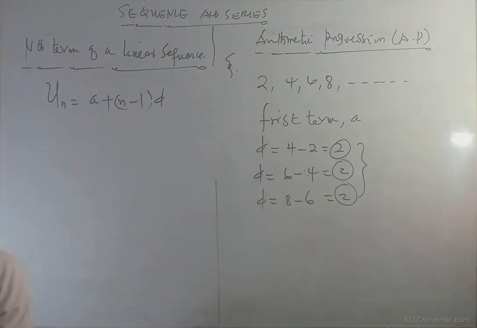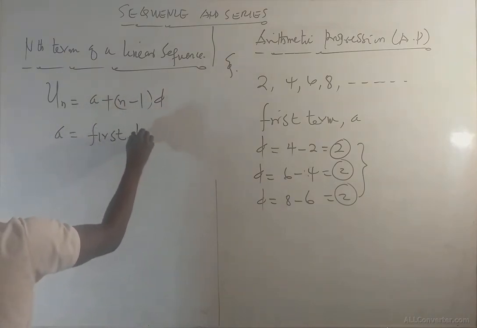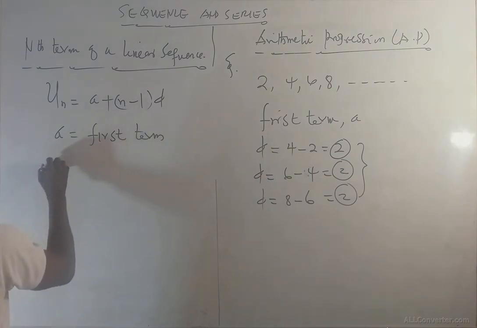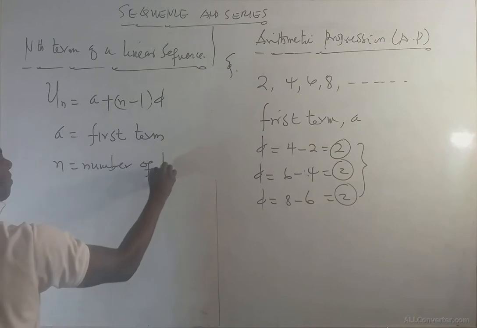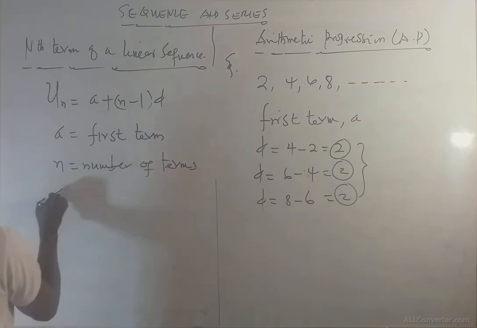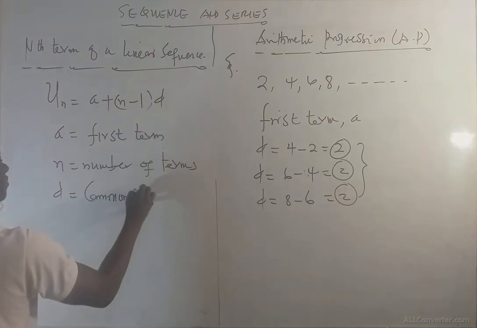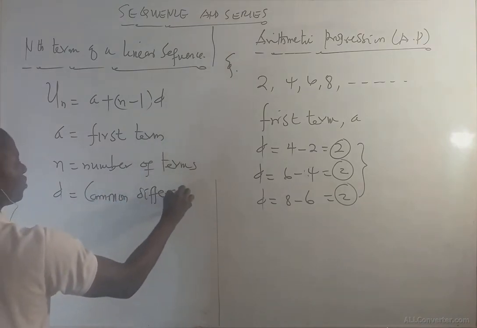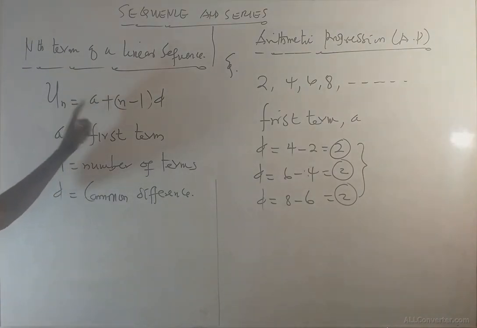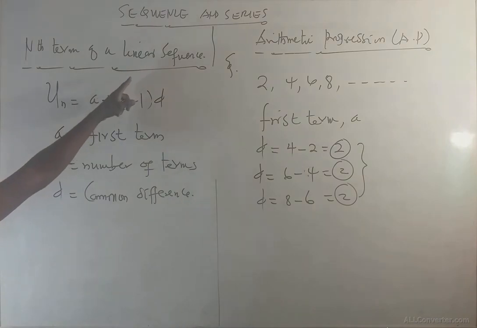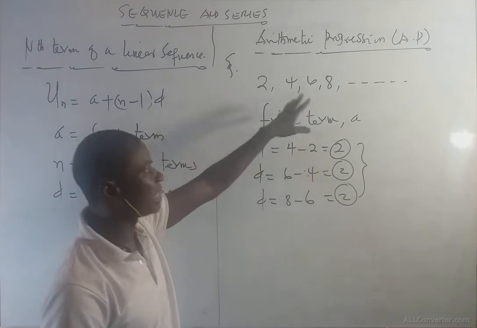Now, take note that the a is our first term. N is the number of terms. And D is what we call the common difference. So this is the formula that we are going to use in finding the nth term of a linear sequence. When we say linear sequence, it's the same as arithmetic progression. And I guess by now you understand what we are talking about.